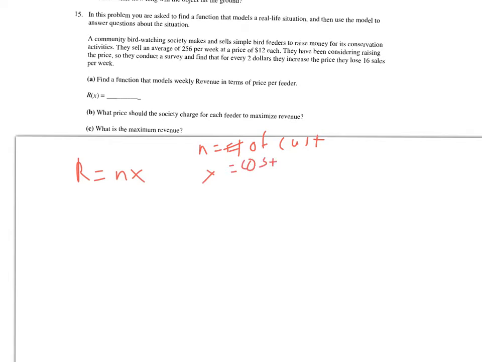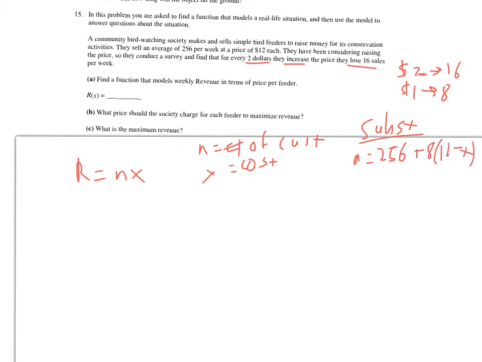And so I always kind of want to make my substitution equation over here for the number of people buying it. So I'm going to say n equals, and then we always start with how many we're selling right now. And then it says for every $2 we increase the price, we're going to lose 16 in sales. I always convert that to $1. So if $2 is going to change it by 16, then $1 is going to change it by 8. So I'm going to do this: we'll add 8 customers for every dollar we drop it below 12.